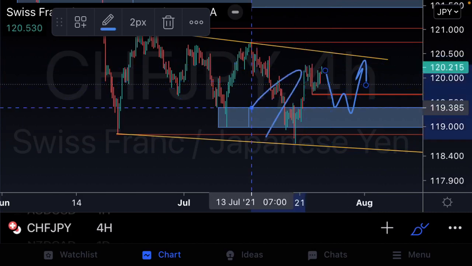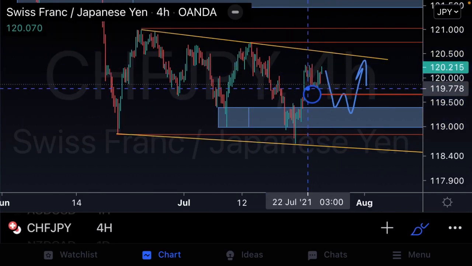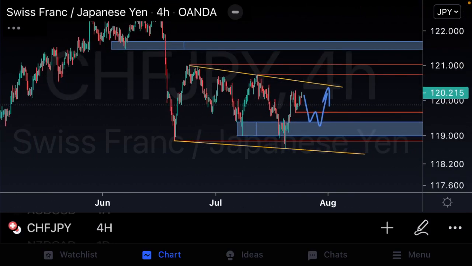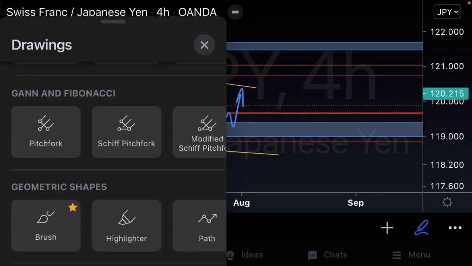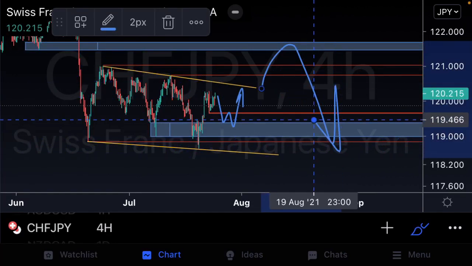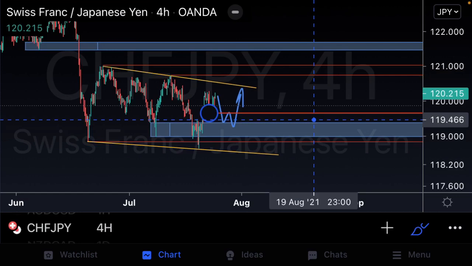We're still looking for that upside on CHFJPY, waiting for prices to come and tap into our higher time frame resistance areas, where we'll begin to align ourselves on the sell side of things. So for Swiss yen, guys, see how we're bullish as things stand. On AUDJPY, guys, we're looking for that sell side momentum.